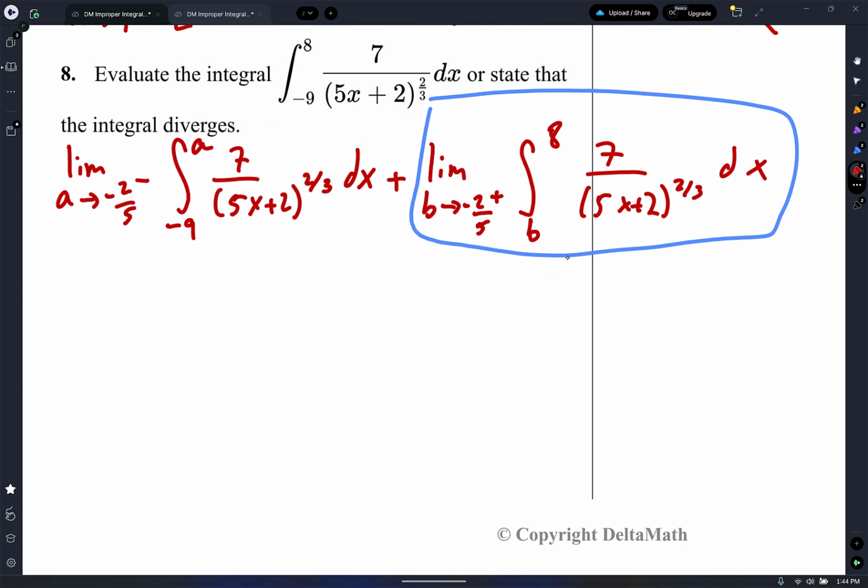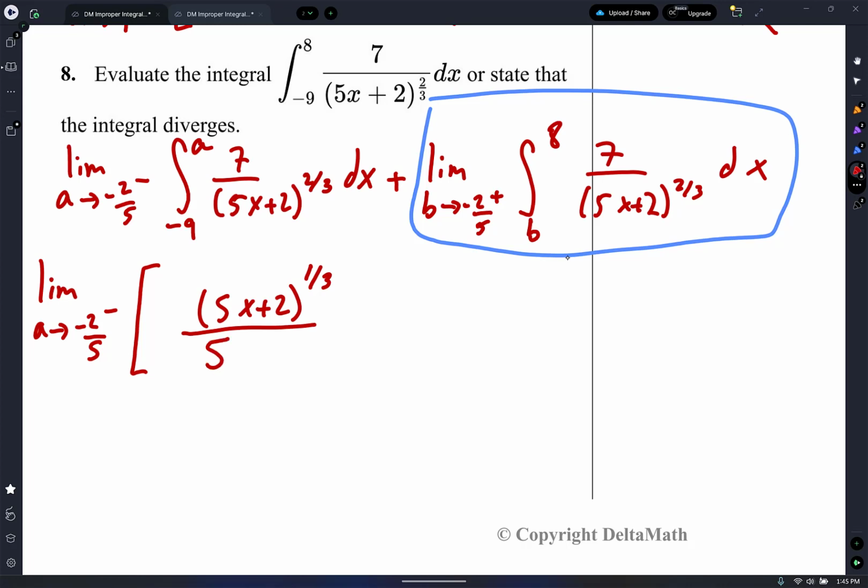All right, limit as A approaches -2/5 from the left, and I'm going to do the antiderivative of that expression. So -2/3 plus 1 is 1/3. So I'm going to have 5x plus 2 to the 1/3, but I have a 5x in there, so it would have been divided by 5. Oh yeah, the 7 is still there.